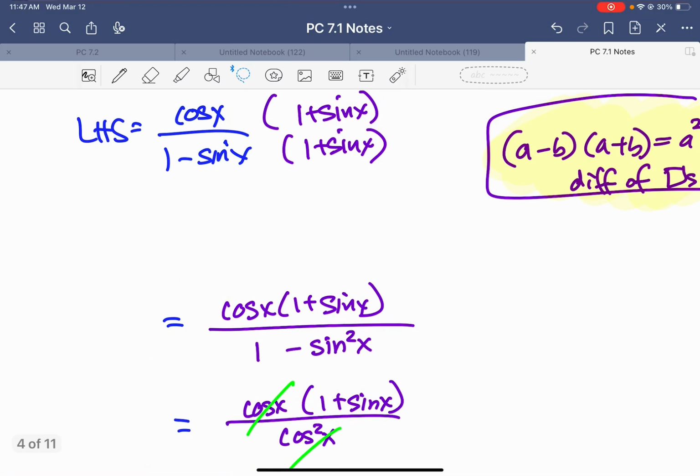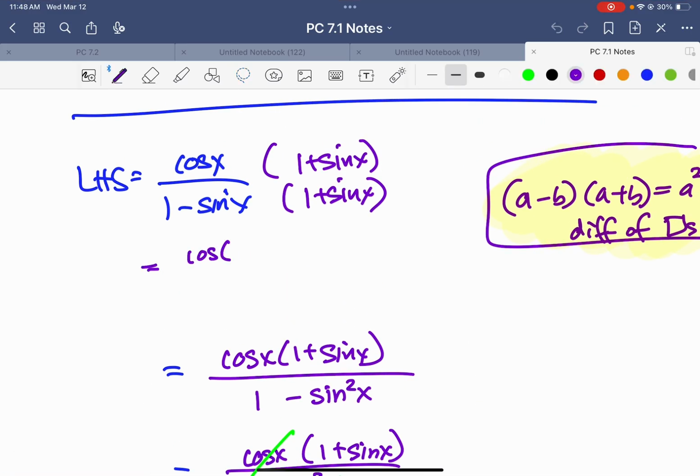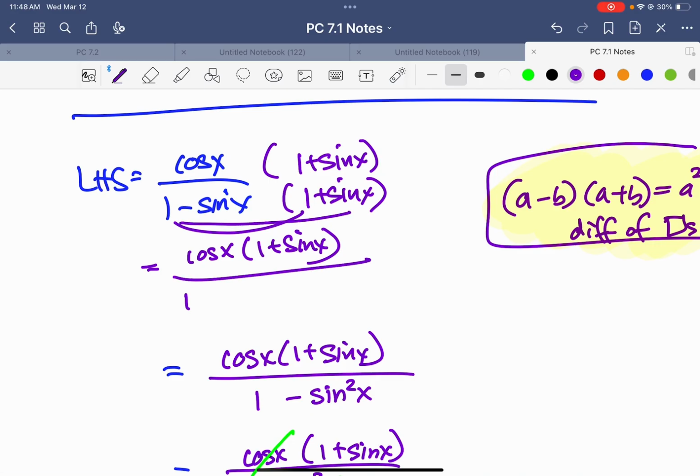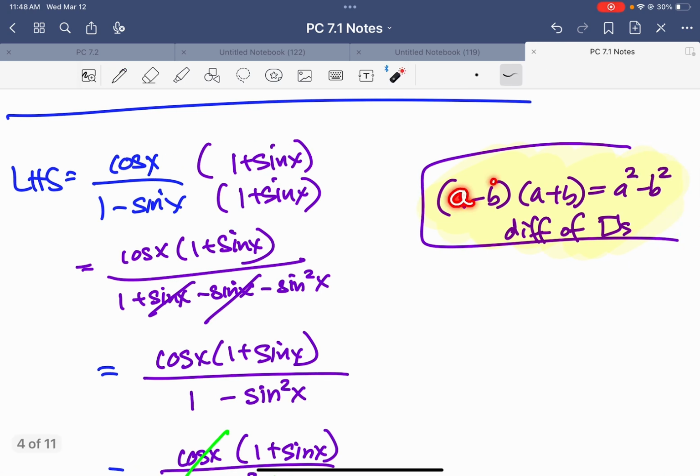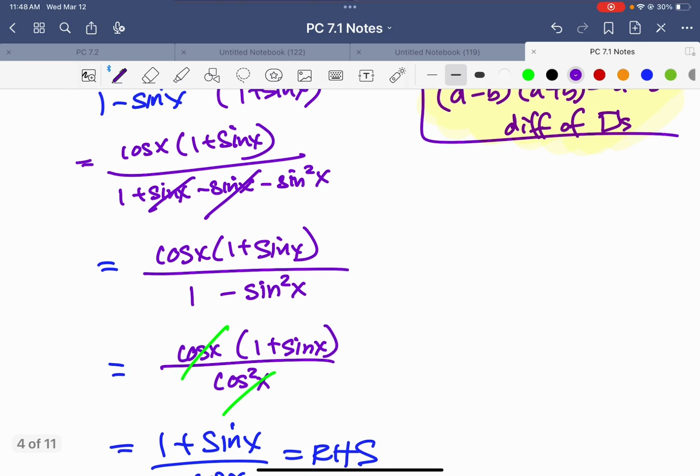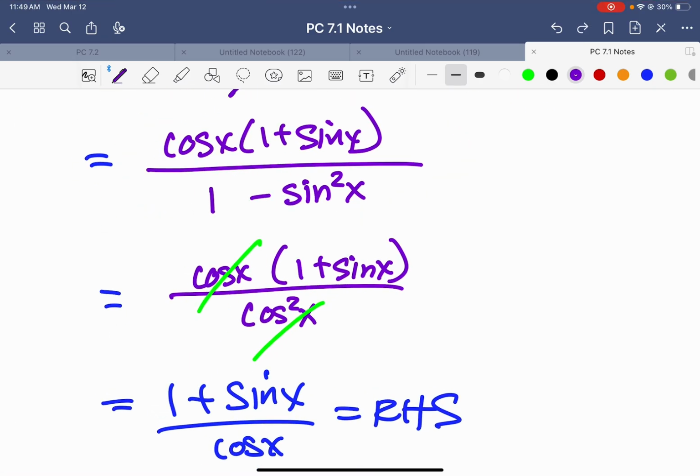If I were to multiply out those binomials, on top I would just get cosine times 1 plus sine. But on the bottom, 1 times 1 is 1. 1 times sine is sine. And then negative sine times 1 is negative sine. And then negative sine times sine is negative sine squared. Notice what happens nicely. These cancel out, and that's always going to happen if you have two terms and you multiply them and they have different middle signs with a minus and a plus. So anything that is of the form a minus b times a plus b is always going to give you the first one squared minus the second one squared. That's what's called the difference of two perfect squares identity. It's always true.